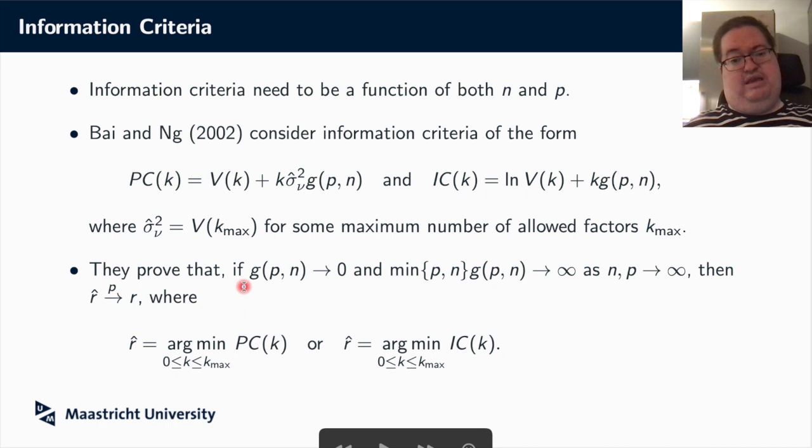Now what they show is that if you have a penalty function which converges to 0 when n and p go to infinity, and also when you multiply it with the smallest of n and p, it goes to infinity. So this provides both a lower bound and an upper bound on how fast it can grow. Then we actually can consistently estimate the true number of factors. So we minimize these criteria, pick out the number that minimizes them, and that will be a consistent estimate of the true number of factors.